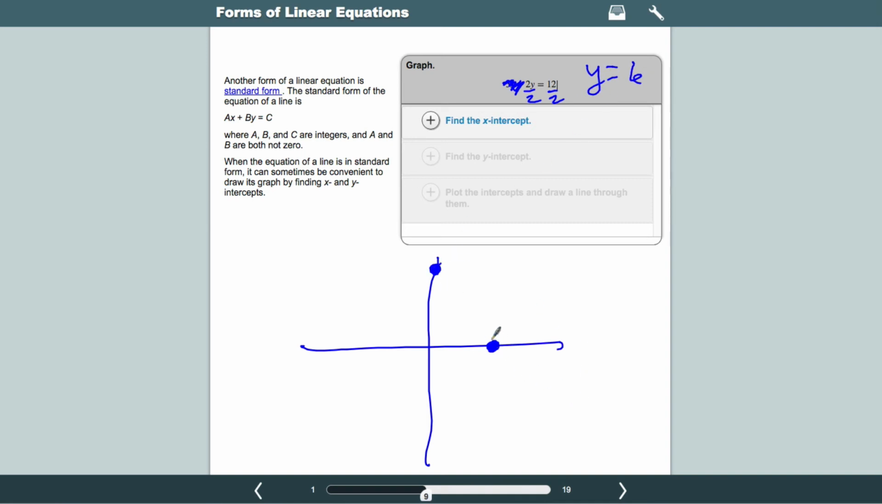Now you have 2 points. You can draw the line. So you can graph a standard equation just by doing that. That's called the cover-up method.